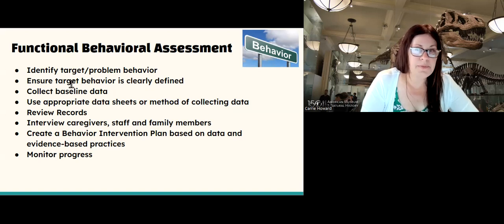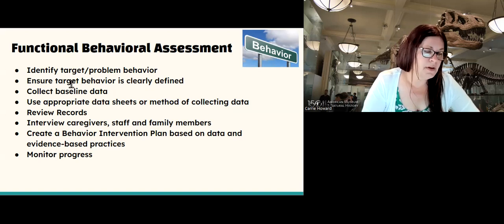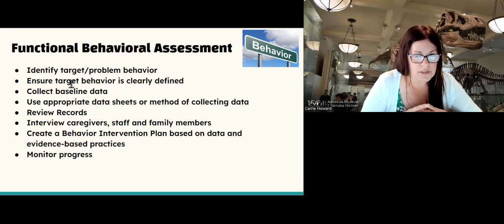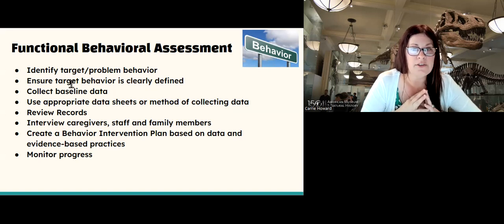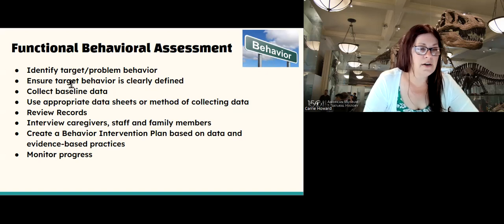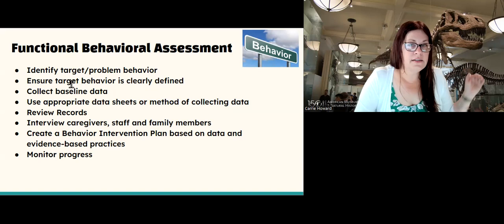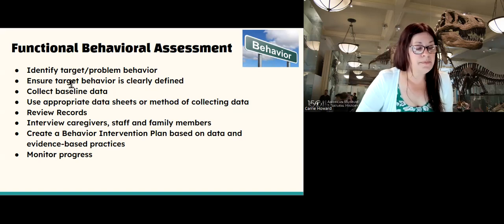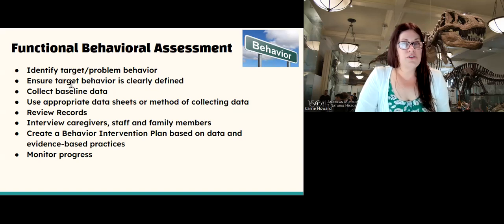It could be a sensory need. It could be a communication need. And that is what the team will try to determine. And then you start to collect your baseline data. You just want a starting point. You want to gauge how many times this behavior is occurring: how often, the frequency, the duration, what time of the day? Is it occurring more in the morning or in the afternoon? And there are lots of different types of data sheets and collection methods to collect this type of data.